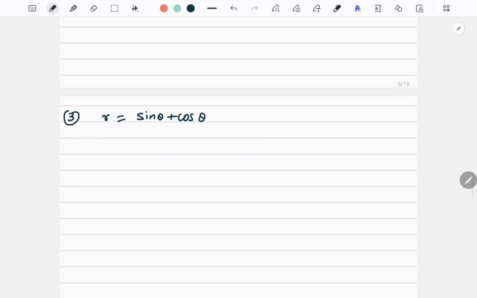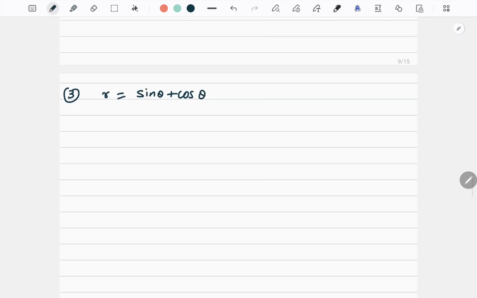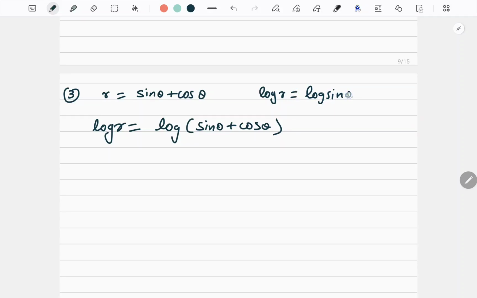Now go to the next question. Okay, this is a little different question. Procedure is the same, but yeah, a little twist is there. Let us see. Step 1. Log r is equal to log of sine theta plus cos theta. What is a common mistake students do? They write like this: log r is equal to log of sine theta plus log of cos theta, which is wrong. So never do this. Log of m plus n is not log m plus log n.